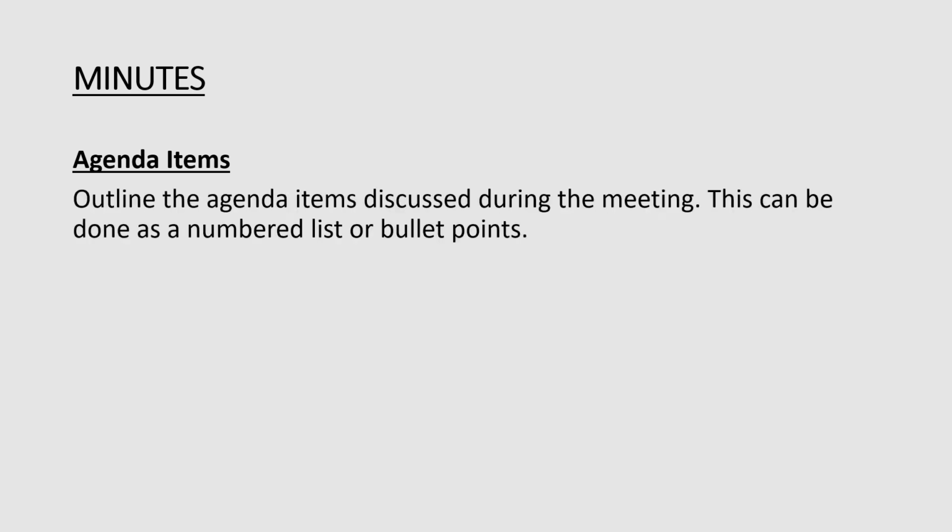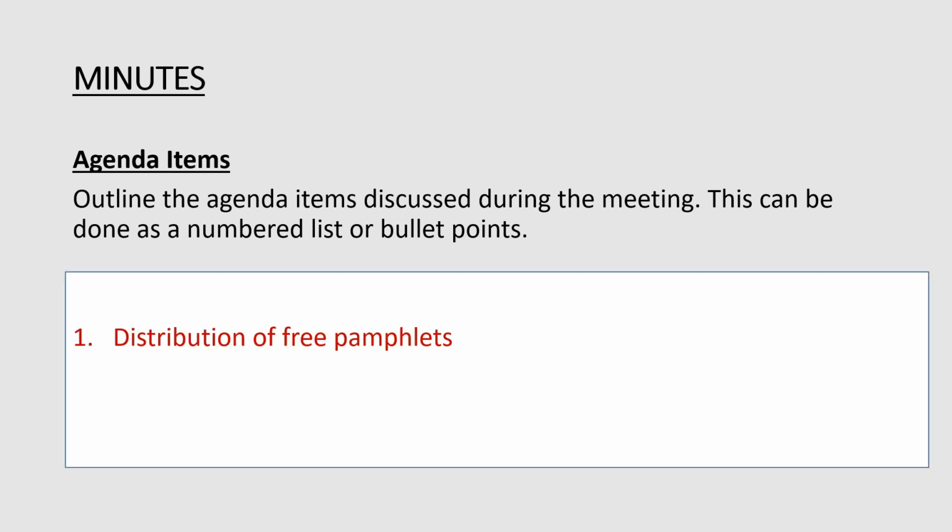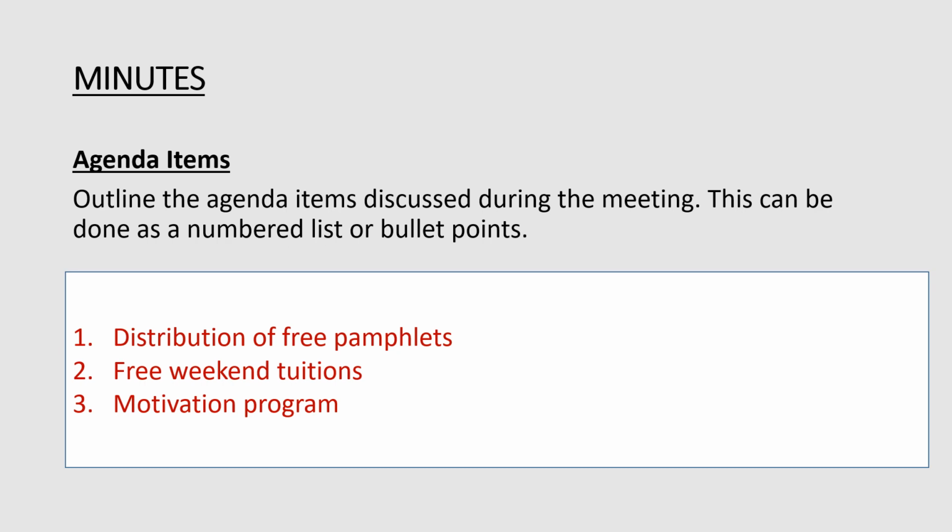So after that, go to the next heading, which is called agenda items. These are the issues that need to be discussed in the meeting. The agenda items can be done as a numbered list or bullet points. So you can write them as a list where you write them 1, 2, 3, 4, or just bullets. Here's an example. The first thing to be discussed is distribution of free pamphlets. The second is free weekend tuitions. The third is motivation programs. So these are the things that were meant to be discussed in that meeting.